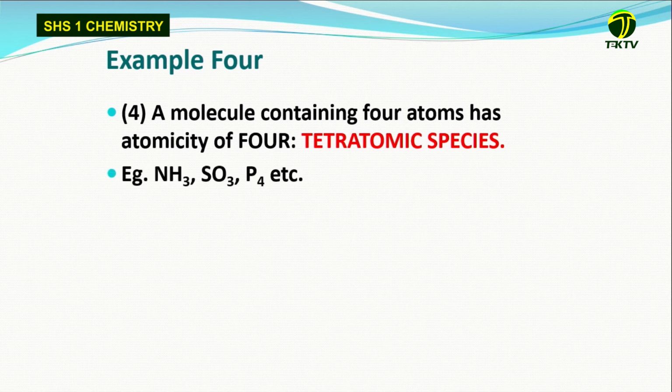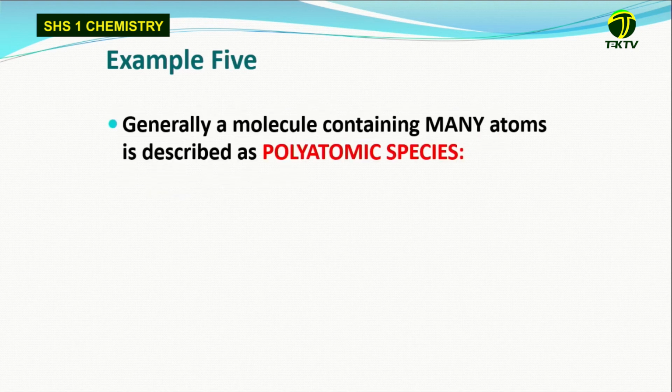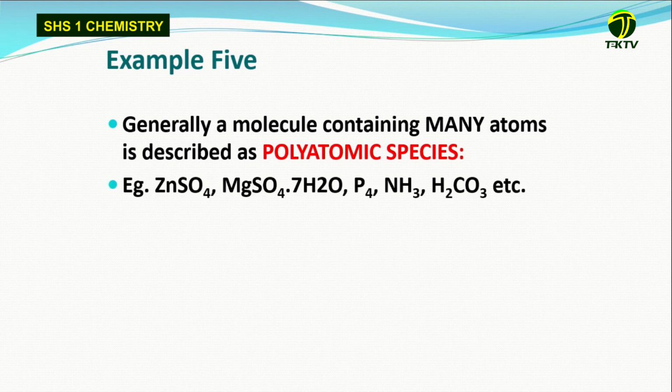Let's take example NH3. We have 1 nitrogen atom and 3 hydrogen atoms. So 1 plus 3 will give us 4. The same applies to SO3. We have 1 sulfur, 3 oxygen. But when we take phosphorus, we have 4 atoms of phosphorus, and the atomicity of the phosphorus is 4. So such species are termed tetraatomic species. Generally, any substance that contains many atoms, we can call it a polyatomic species, whether it is 2, 4, 5, 10. Let's look at an example.